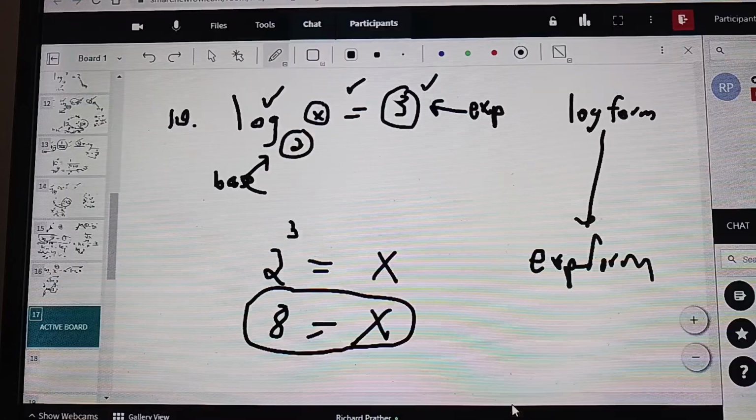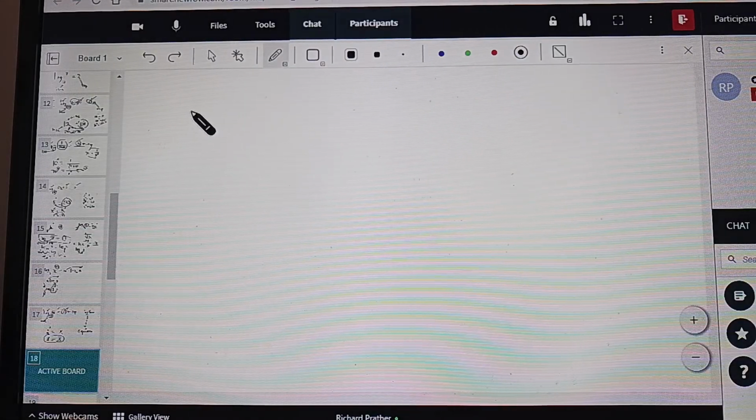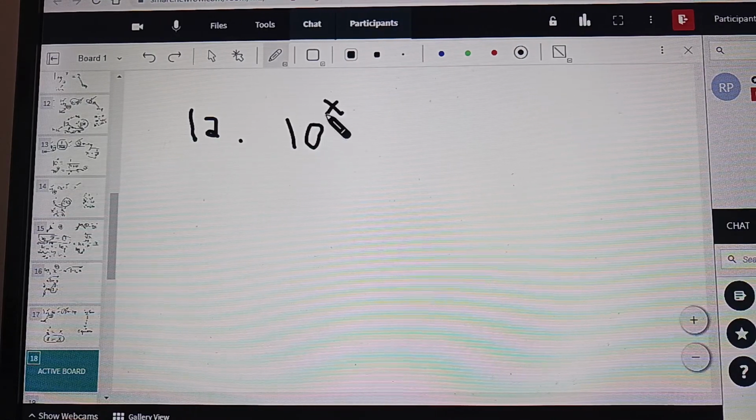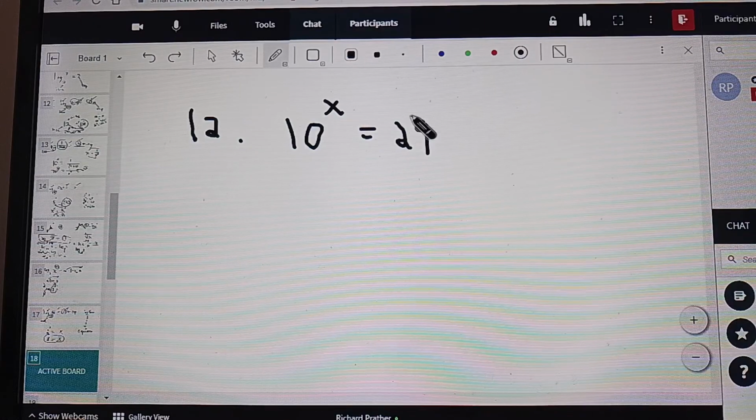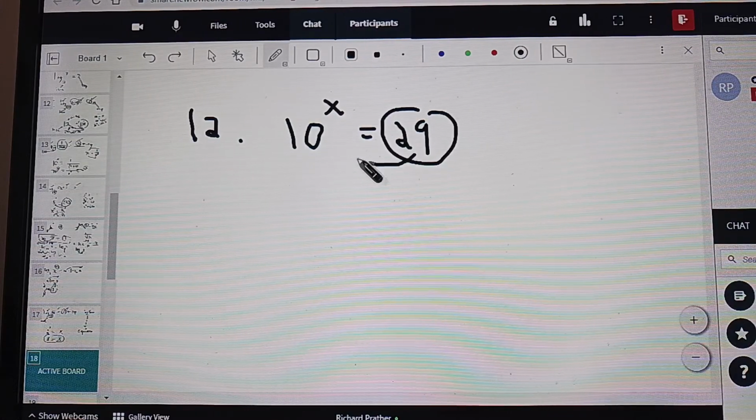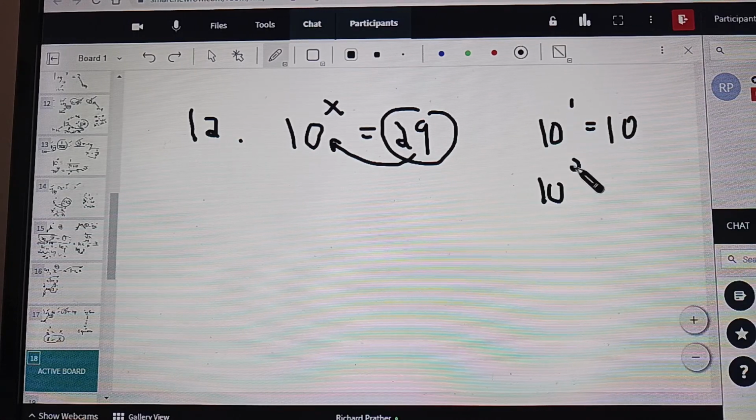Okay, here's what I was saying. I wasn't sure if they were going to throw this at you yet or not, but they did. Sometimes you cannot make the bases the same. 10 to the x equals 29. The normal strategy is try to make the bigger one look like the smaller one. But powers of 10 are 10 and 100. I don't have 29 in that list. And if you skip the one you're trying to get to, you're never going to get it if you keep going higher. So I can't make 29 look like a 10.